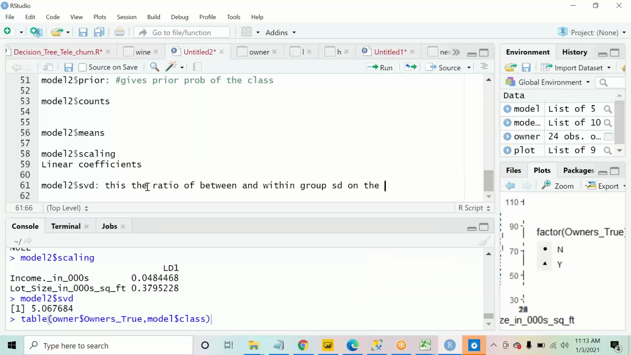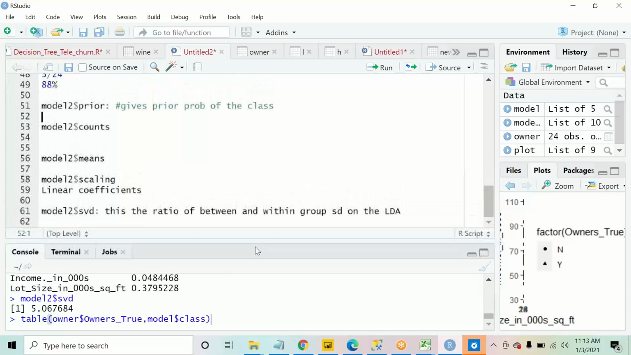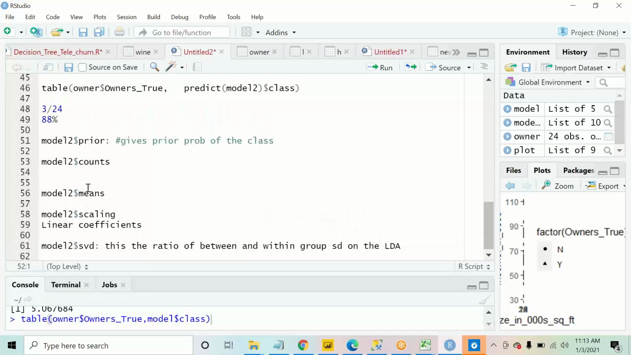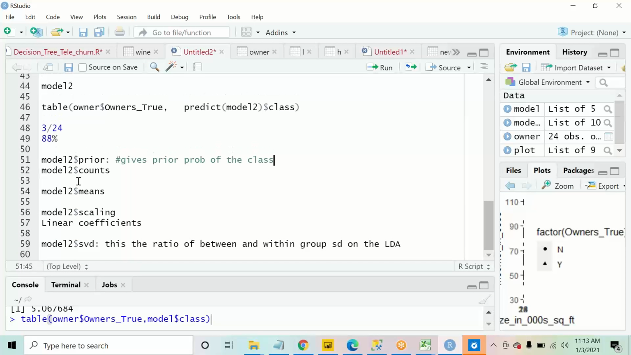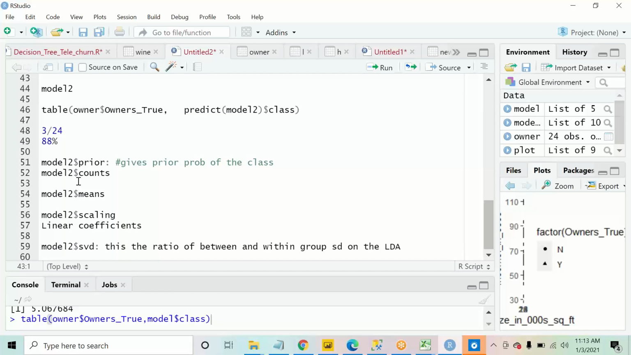on the LDA. Okay, so these are the important stuff that gets generated, right? So first of all, all of you please take a note of these things now. Okay, and then we will discuss it further after this.